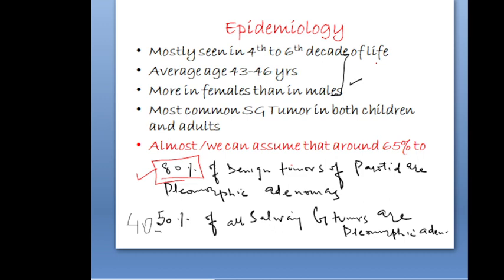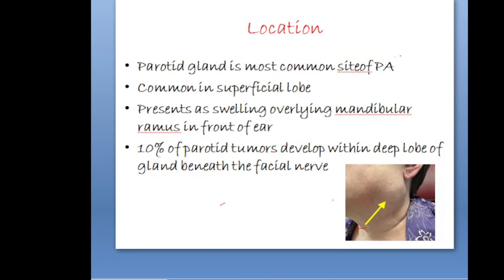It is common salivary gland tumor in both children and adults. Around 65 to 85% of benign tumors of parotid are pleomorphic adenomas. According to some studies, 40 to 50% of all salivary gland tumors are pleomorphic adenomas. Parotid gland is common site of pleomorphic adenoma. 90% of pleomorphic adenomas in parotid are seen in superficial lobe.